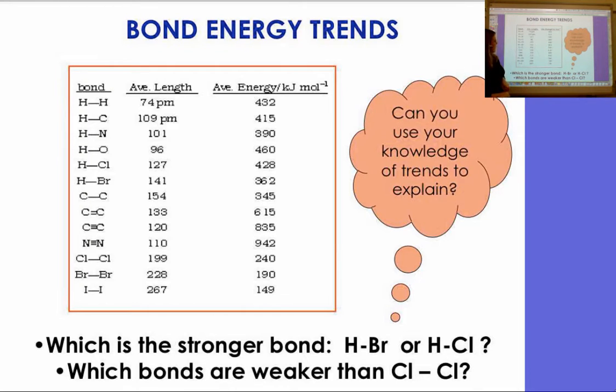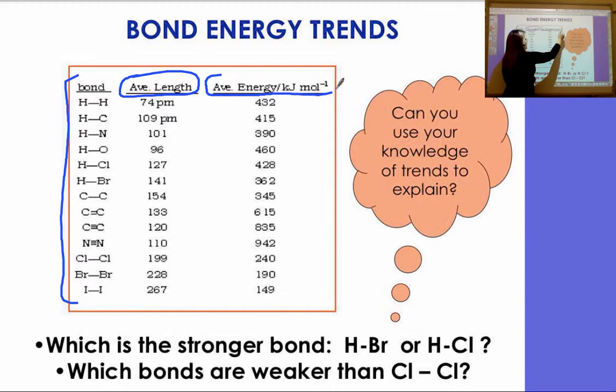So here's a chart with some trends. These are the different elements and who they might bond with. This is their average length, so the size of the bond, and then the average energy, the amount of energy required to break the bond. So as you can see, if my length increases, it gets bigger, it's easier to break. It requires less energy. So here's two questions for you. See if we can read this chart.